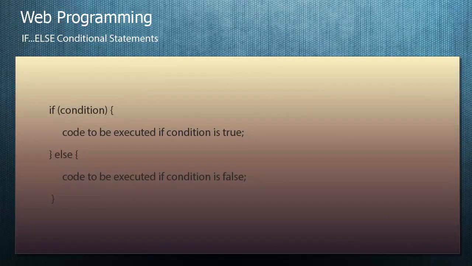Conditional statements with an if block consist of an if statement with a condition. If the condition is true, a block of code is executed. Else, if the condition is false, a different block of code is executed. Let's have a look at an example.